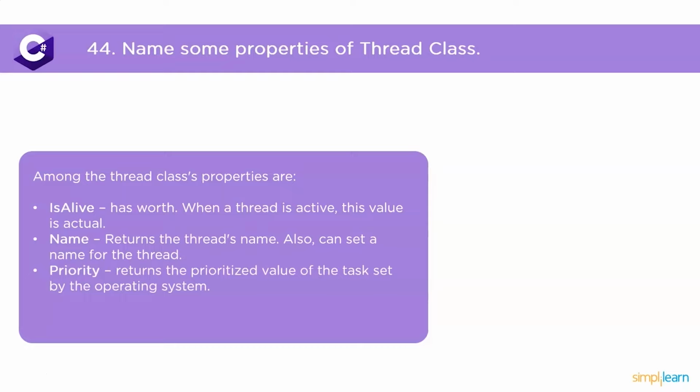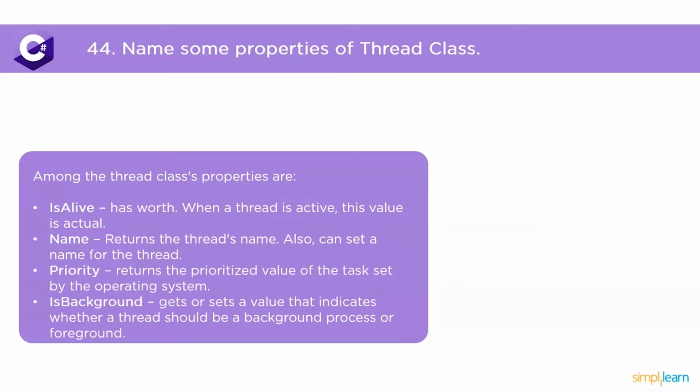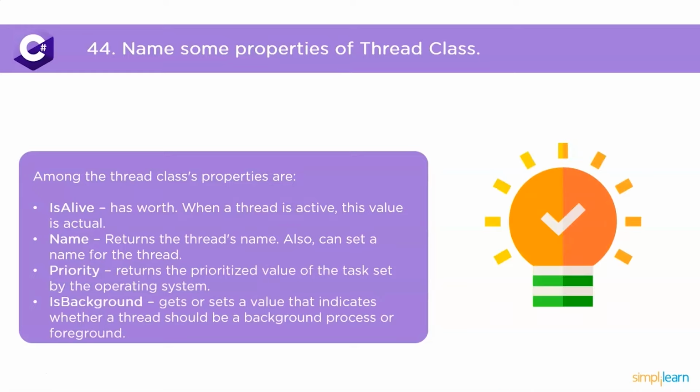Following that, we have the next property, Priority, which returns the priority value of the task set by the operating system. IsBackground is the following property of the thread class. It gets or sets the value that indicates whether a thread should be a background process or a foreground process. The last property we have is ThreadState, which describes the thread state.